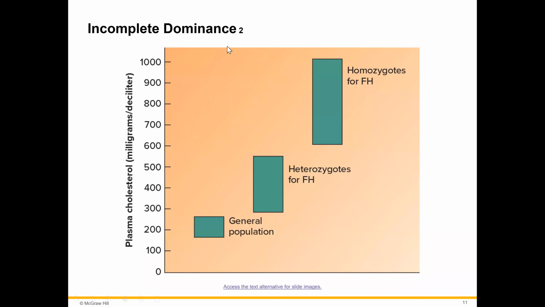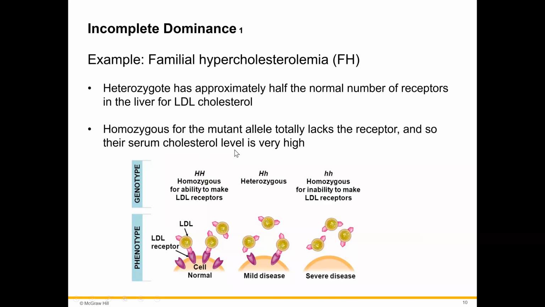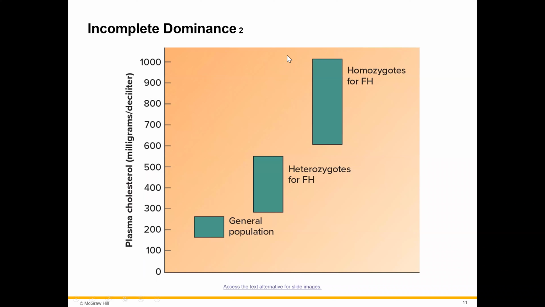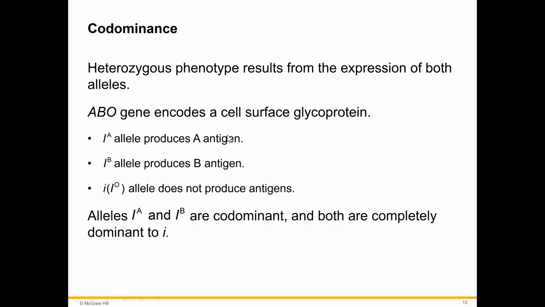So if we look at the distribution here, the plasma cholesterol level in the general population should be below 300, but we have people who are between 300 and 600, right? Those are heterozygous for hypercholesterolemia. And if a person is homozygous for FH, then look how high the level of cholesterol in their blood is. So that's again incomplete dominance.